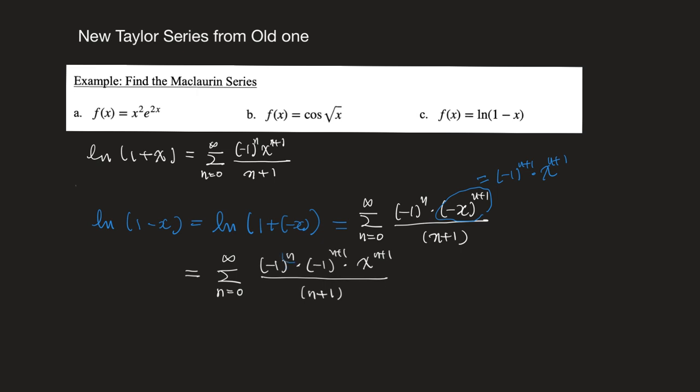Now look at this: (-1)^n times (-1)^(n+1) together is (-1)^(2n+1). What is this number? Odd number, odd power: (-1)^3, (-1)^5. That means it is always -1, okay? So here you have the summation n equals 0 to infinity of -1/(n+1) x^(n+1). That's the Maclaurin series for ln(1 - x).